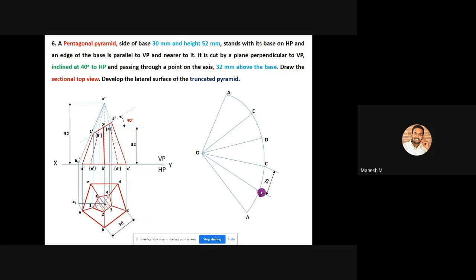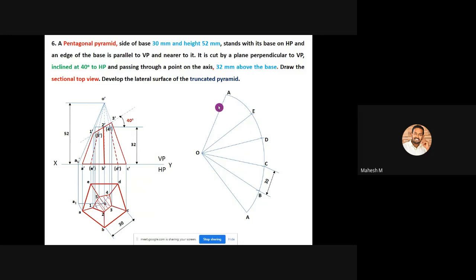Now you got all the 5 triangular faces. So look at this. Here you are having 5 triangular faces. So this one is a triangle face, this one is a triangle face, and this one is a triangle face, and this one, this one. If it is a pentagonal pyramid, you will be having 5 triangular faces. If it is a hexagonal pyramid, you will be having 6 triangular faces.